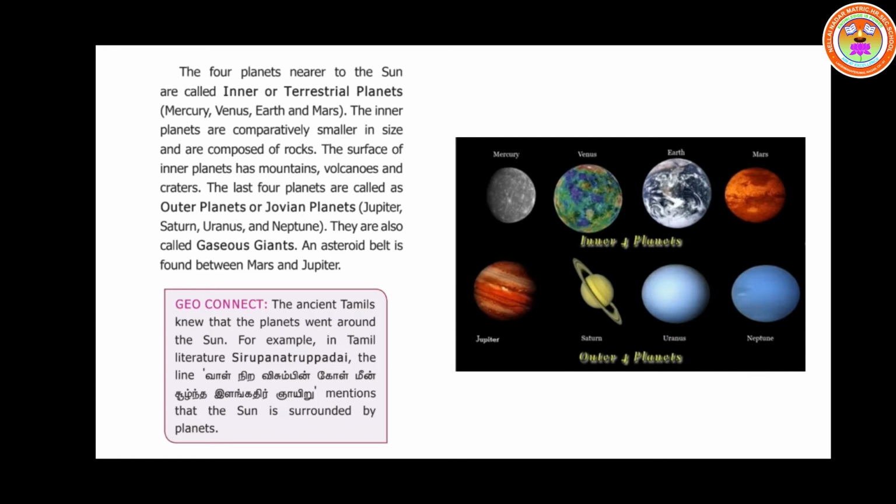Children, you would have studied about asteroids in 5th standard. Asteroids are small, rocky objects that orbit the sun. There are so many asteroids found between the planets Mars and Jupiter. It looks like a belt. That is why it is called the asteroid belt.